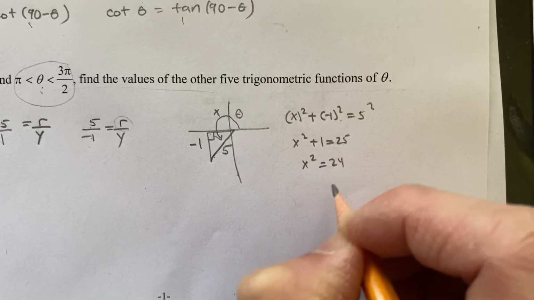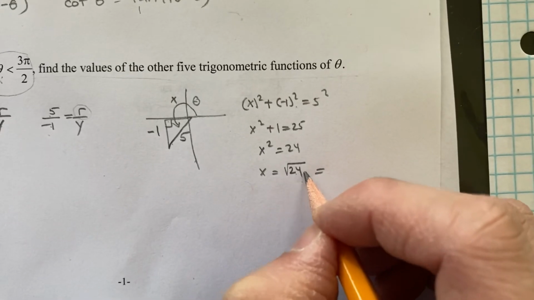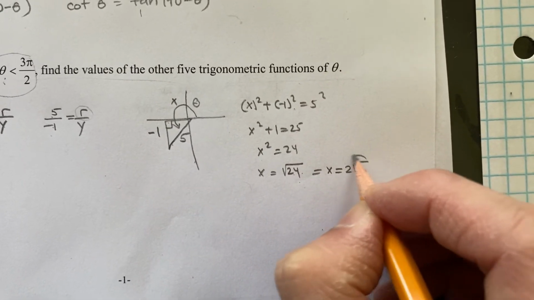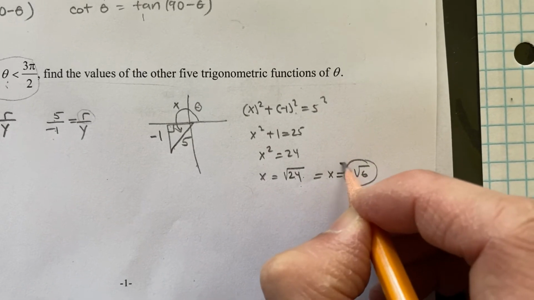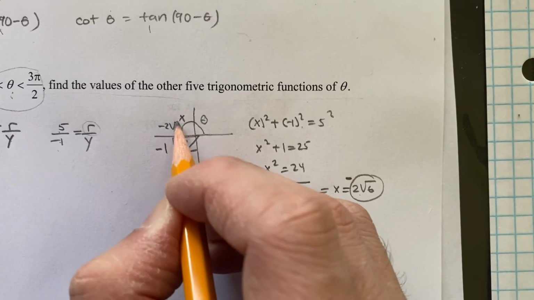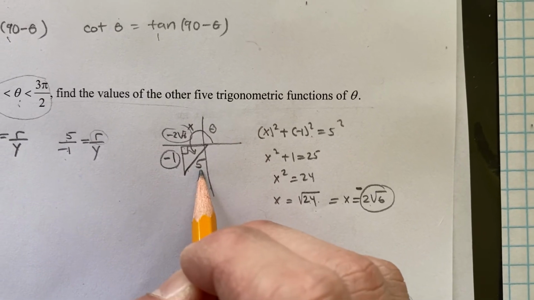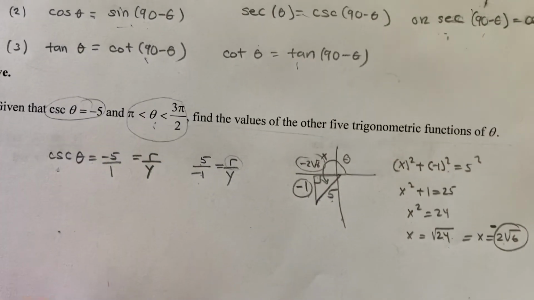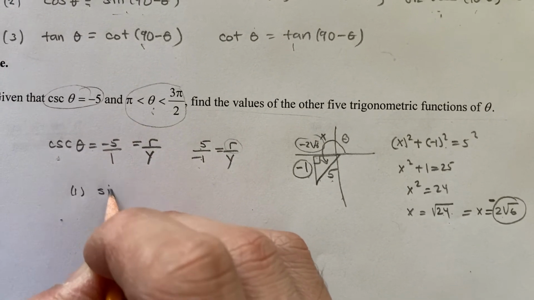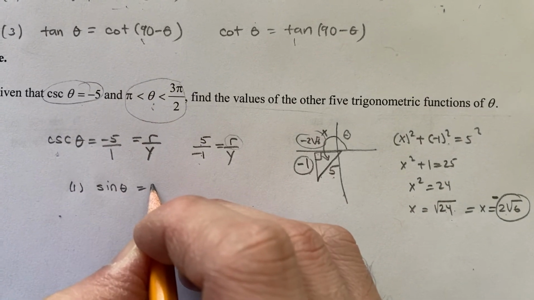Okay, you're going to get x is the square root of 24, which is 4 times 6, which is 2 root 6. Okay, so this 2 root 6 right here should be negative because I'm in quadrant number 3. So you have -2 root 6 as your x, and -1 as your y, and then 5 as your r. Okay, so let's list out the remaining 5 trig ratios, right? So sine of theta is really the reciprocal of cosecant. So the reciprocal of -5 is -1/5.